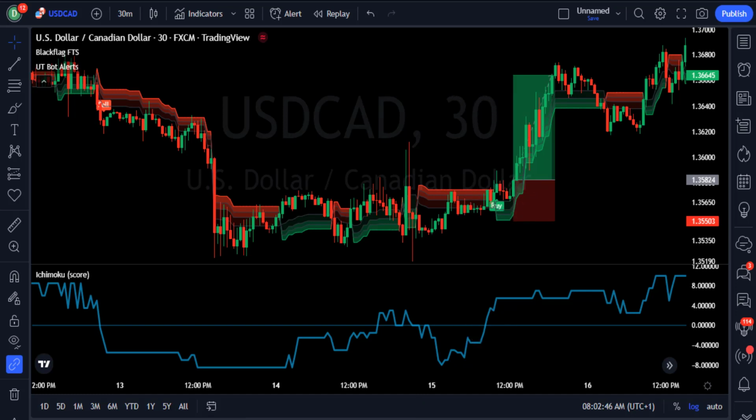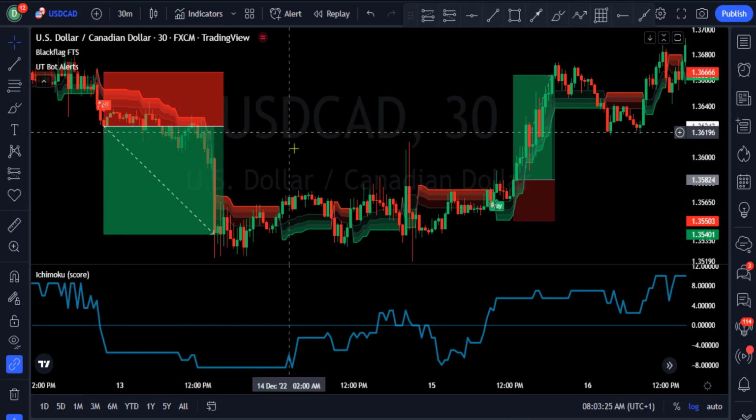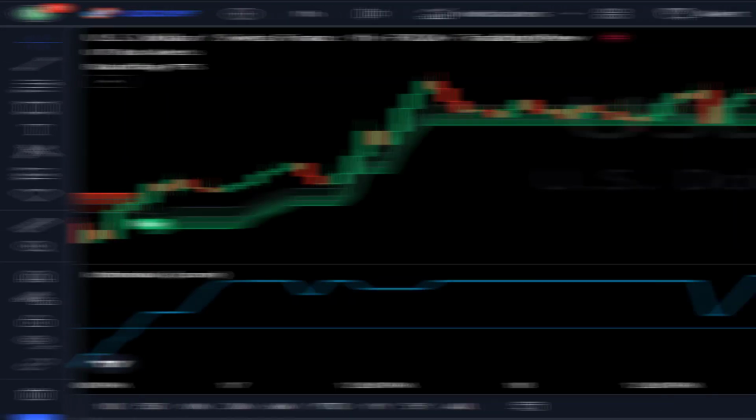The same thing happens when you get this sell signal. The Black Flag Indicator formed red descending bands, and the Ichimoku signal line crossed below the center line, and you could have placed another sell trade like this. Now, let's show more examples that have the combination of the 3 indicators.